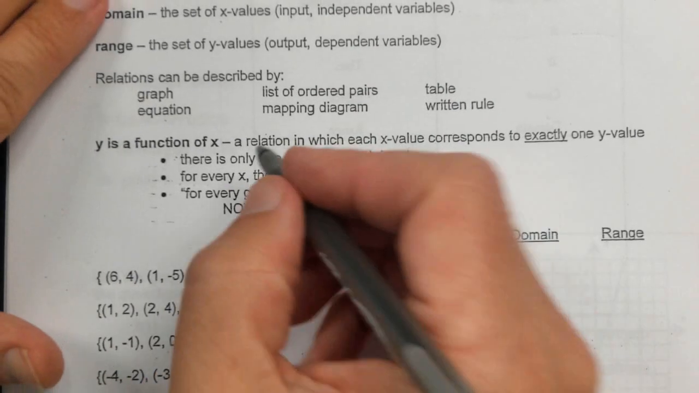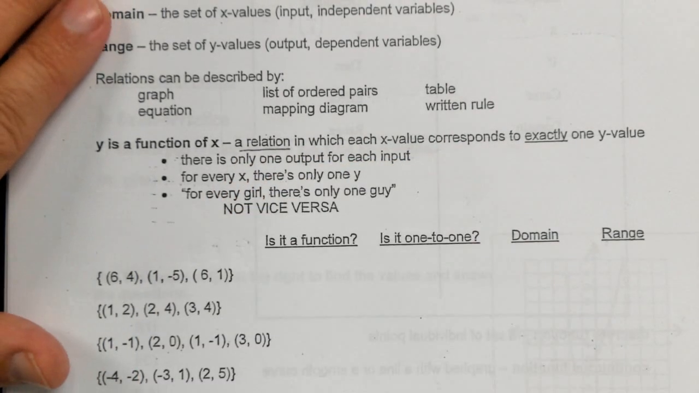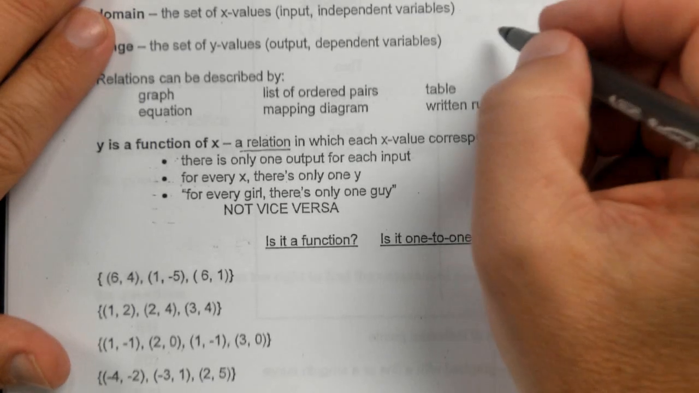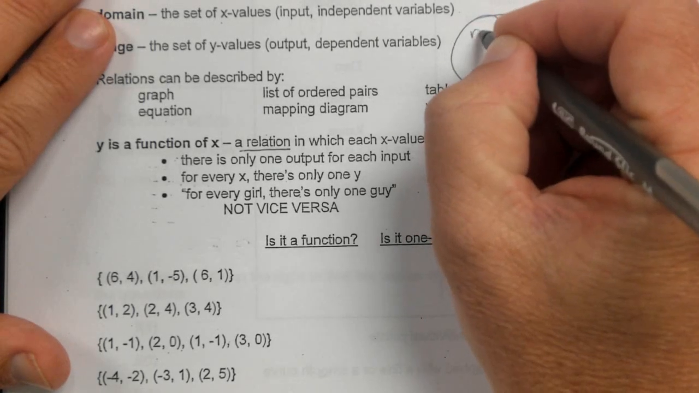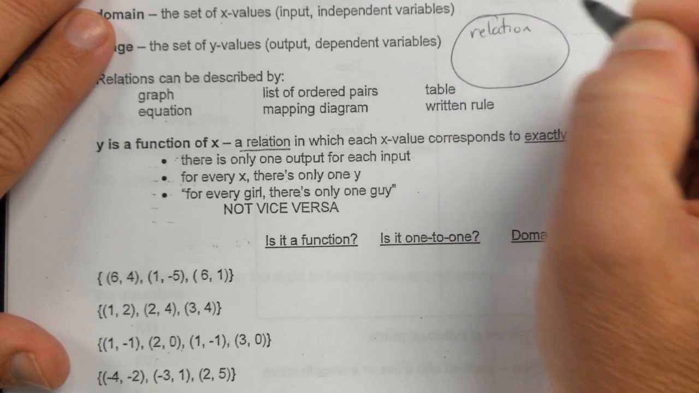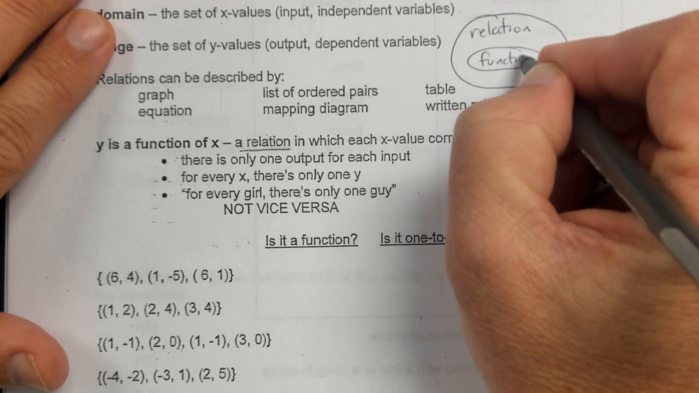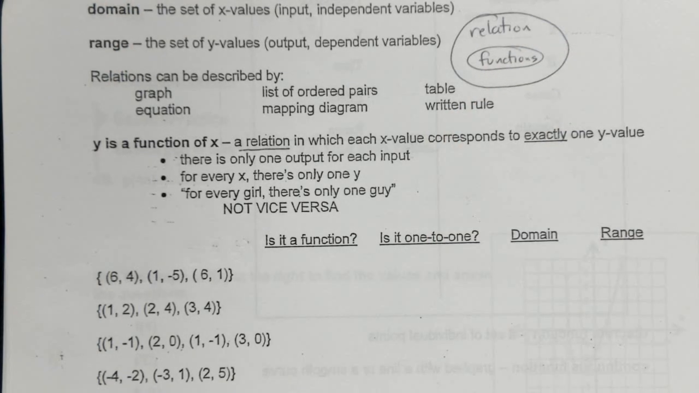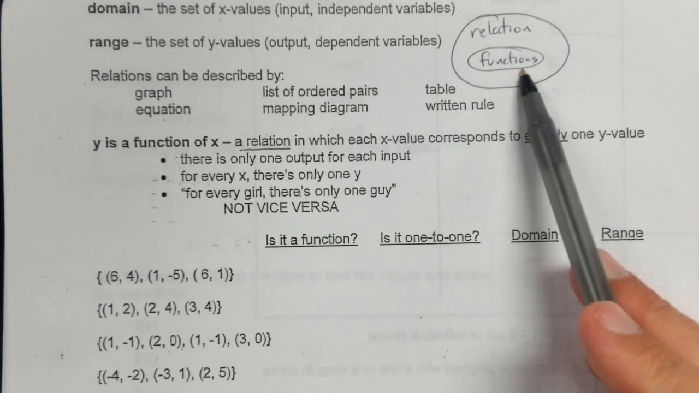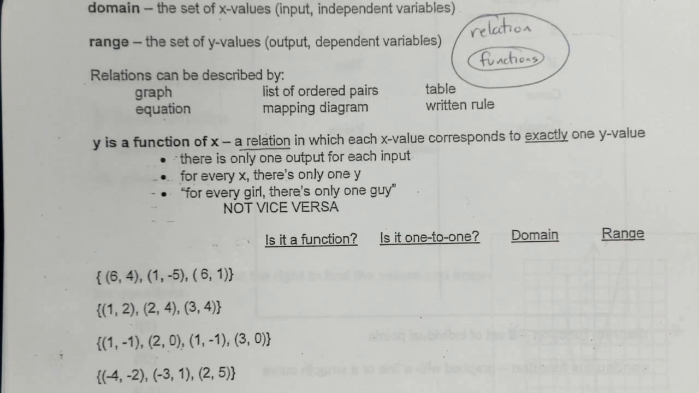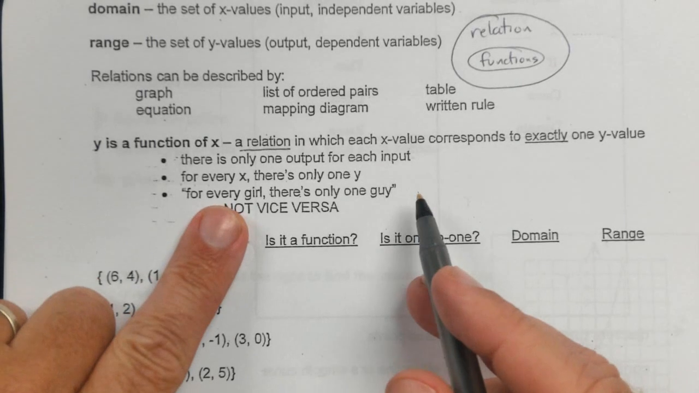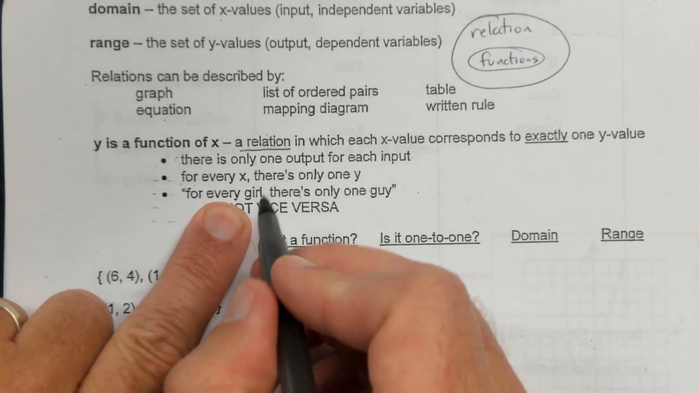A function is a type of relation. In fact, we could almost draw a kind of Venn diagram here. You got relations, and then as a subset of relations, you have functions. It's one of those all functions are relations, but not all relations are functions things. Squares and rectangles, right? All squares are rectangles, but not all rectangles are squares. A function is a special type of relation. And you've probably seen this picture before in Algebra 1.